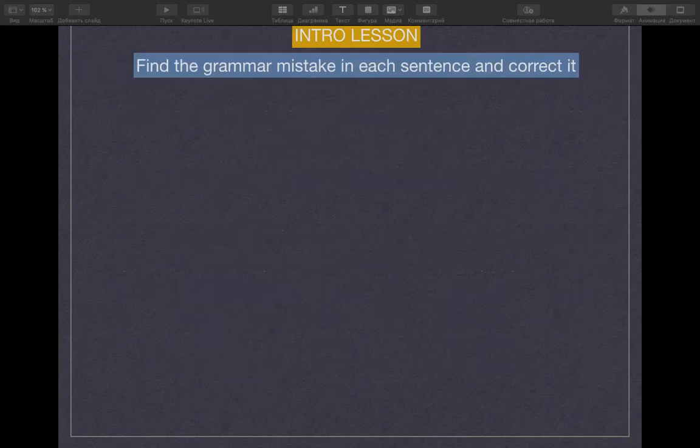Intro Lesson. Find the grammar mistake in each sentence and correct it. They've been to Brazil last year.